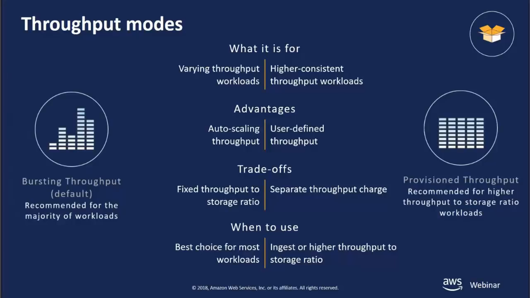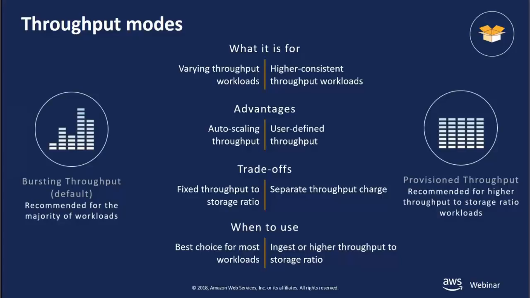So some of the advantages: with bursting throughput mode, it's automatically scaling. So again, as you add more and more data to your file system, it automatically scales and gives you more throughput. The advantage of provisioned throughput mode is that it's user defined. You set the throughput that you need. Do you need 50 megabytes per second? Do you need 500 megabytes per second? Again, regardless and independent of the amount of data you're storing in the file system, you can set the throughput that your file system is able to achieve.